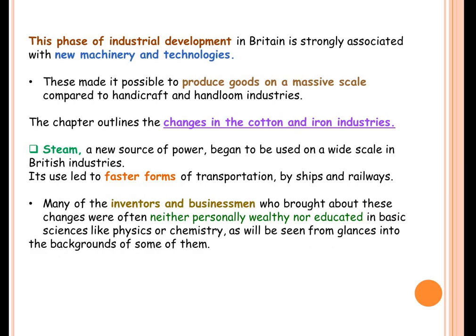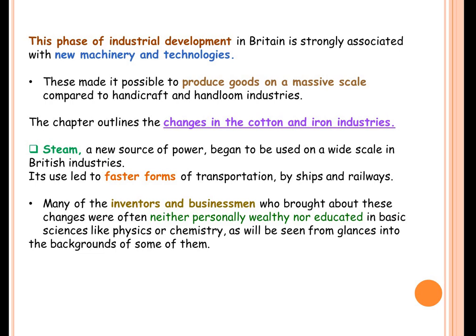Steam was a new source of power. It was a new invention that the Europeans found out, and it began to be used on a very large scale. It was used for faster forms of transportation, especially ships and railways, and this led to a huge revolution in the transportation system of those days.